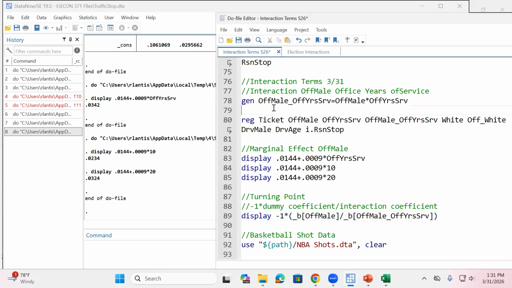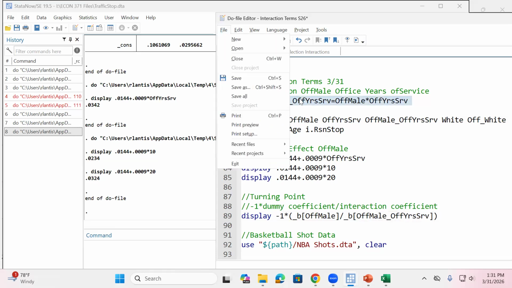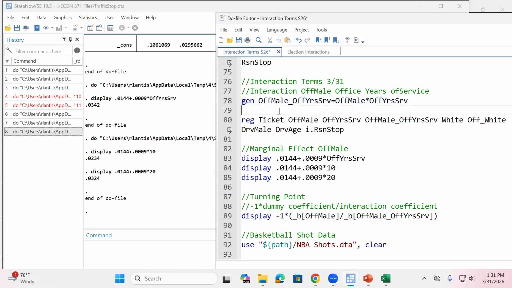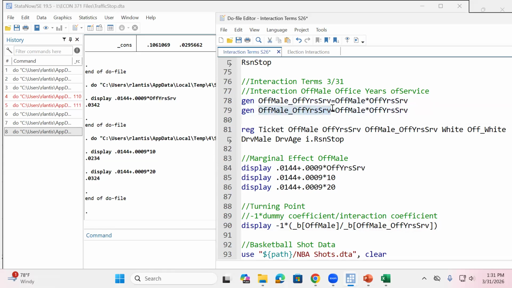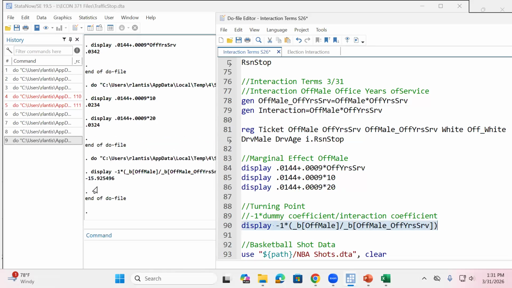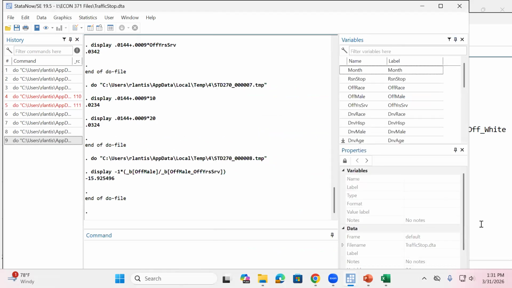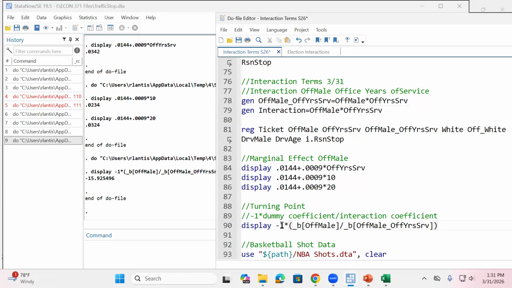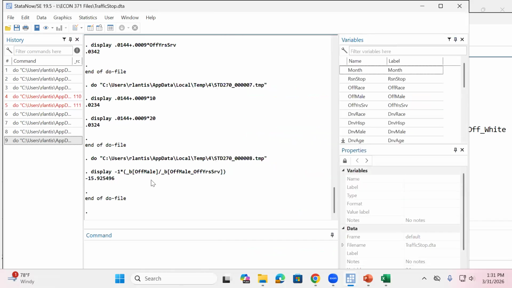And in fact, if you don't have a bunch of regressions and you can keep track of it, maybe here I just call this my interaction term, right? And then I can just call that coefficient my interaction term down here. So if I use that display command, what it should do is give me that turning point, which we said is a positive over a positive and a negative sign up front. The turning point for the marginal effect of being a male officer would be negative 15 years of service.